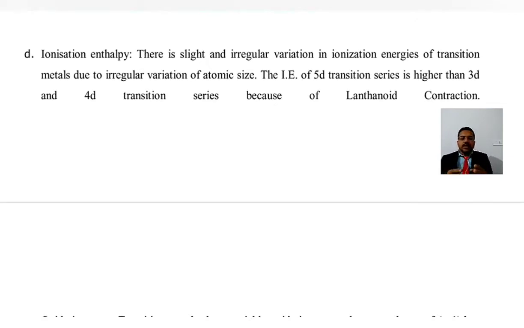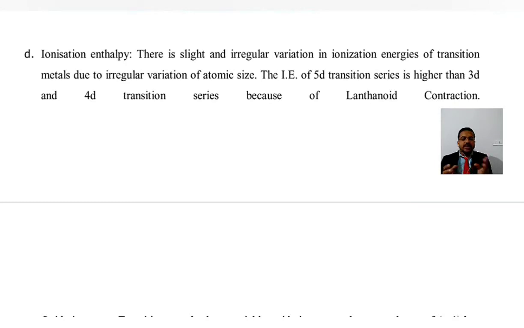There is a slight and irregular variation in the ionization energies of the transition metals due to irregular variation in the atomic size. We already know what ionization enthalpy is: the energy required to remove an electron from the outermost shell. With respect to transition elements, there is a slight and irregular variation of the ionization energies. The ionization energy of the 5d transition series is higher than that of the 3d and 4d transition series, and this is due to lanthanoid contraction.